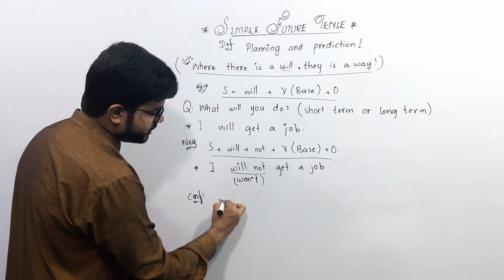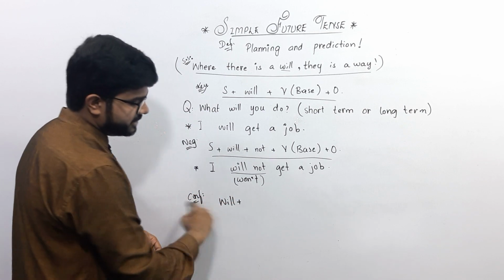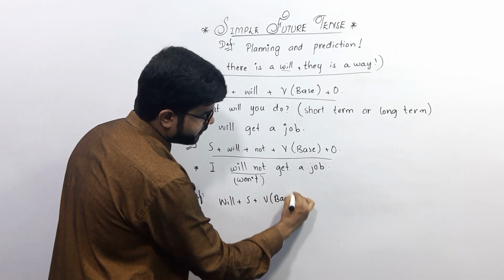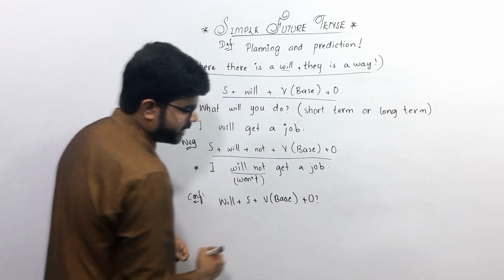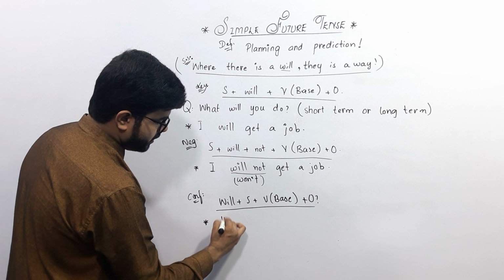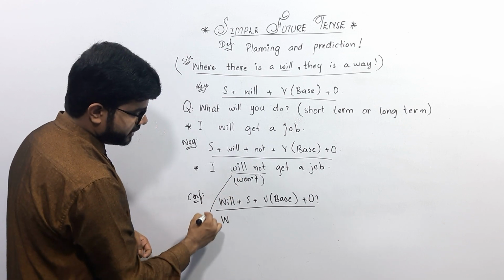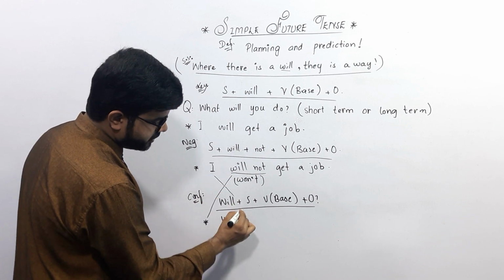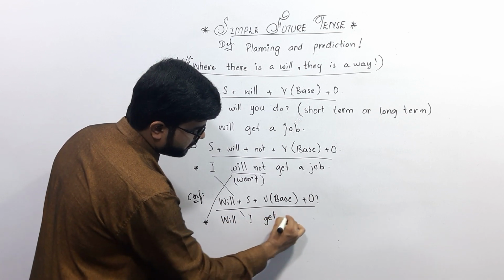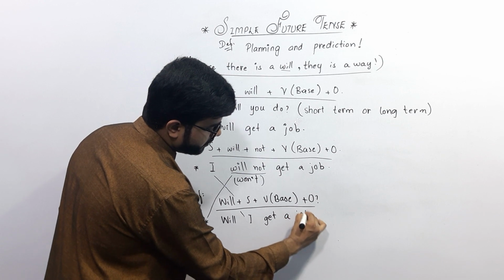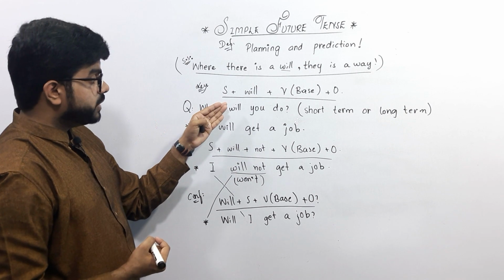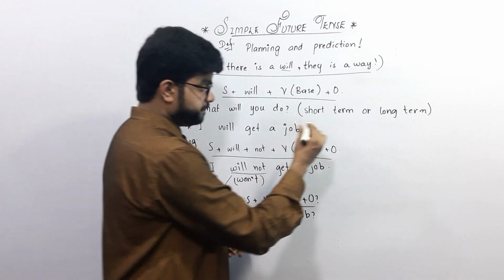And let's talk about the interrogative sentence. That is, we use the helping verb first in all the interrogative sentences. So will plus subject plus verb base form plus object and a question mark. All right. So what happens? We use will first and then the subject afterwards over here. So, will I get a job? Question mark.